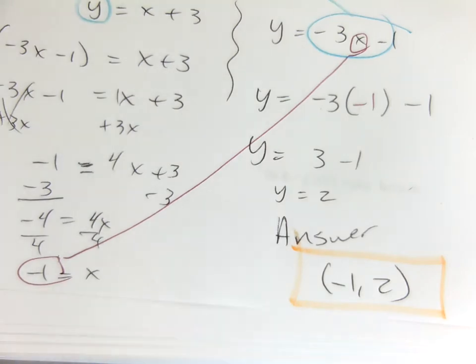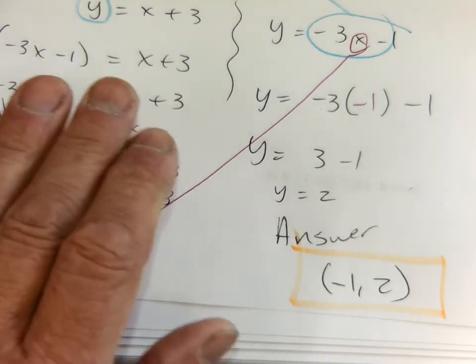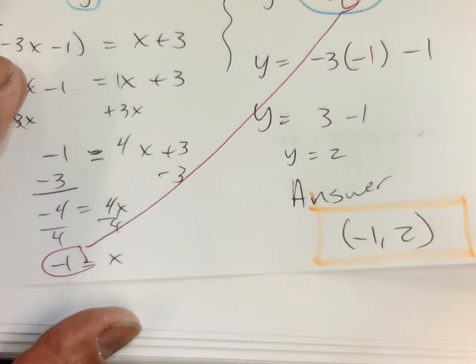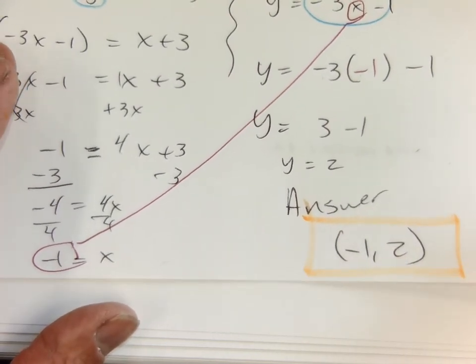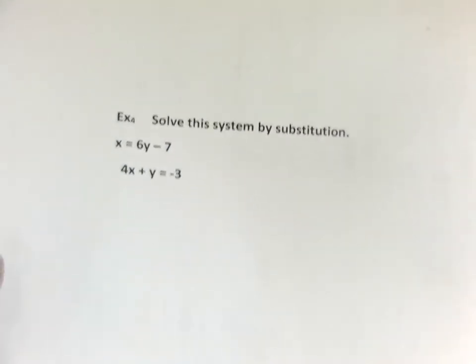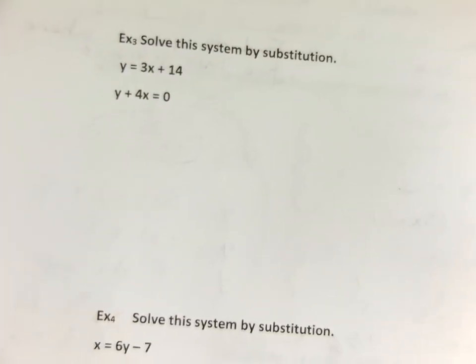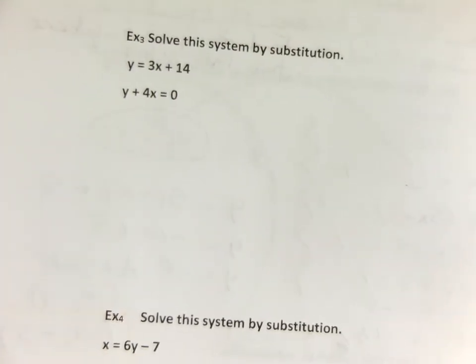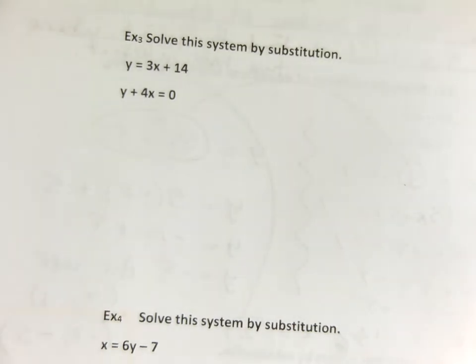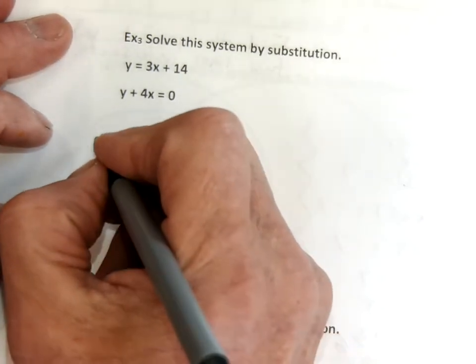Okay? How am I doing? Okay, ready to turn the page, or am I going too fast? Okay, turn the page. All right, same thing. Solve this system by substitution. So we write them side by side.